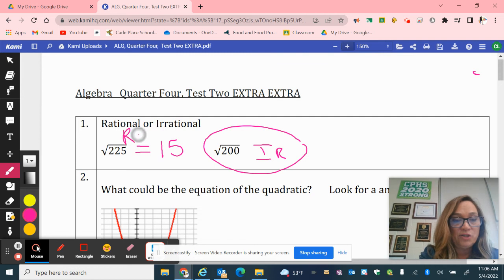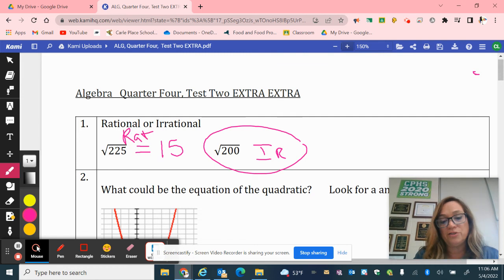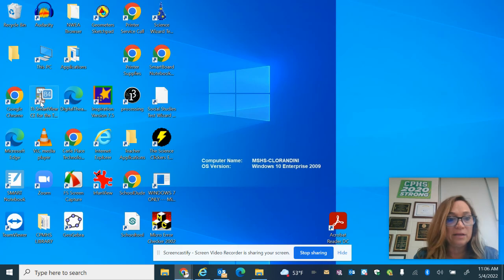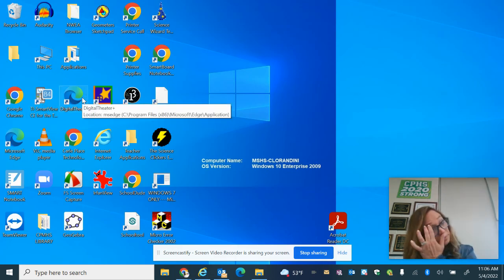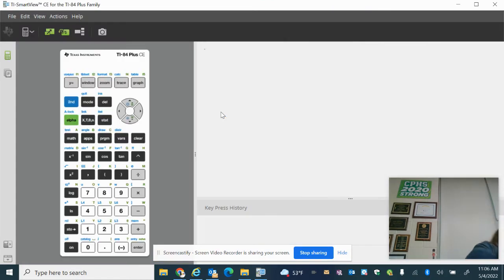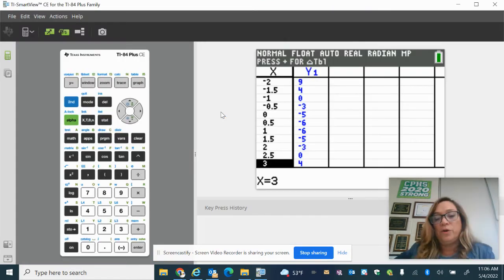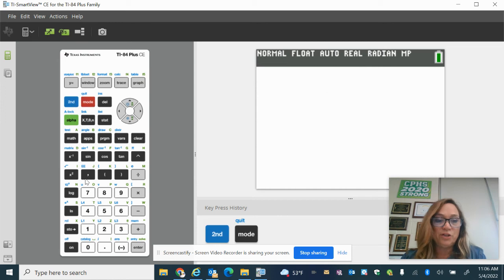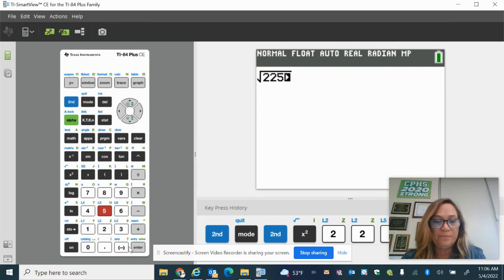Okay, and this is going to be rational. Like I said, you can also use your calculator to help. So let me just try to pull up my calculator for you. On your calculator, if you get a terminating decimal or you get a whole number, then you can tell that it's definitely rational. So second square root 225, 15, rational.